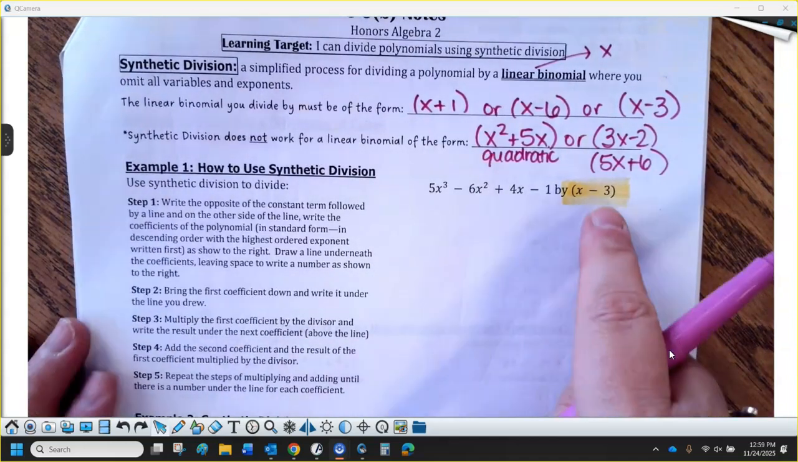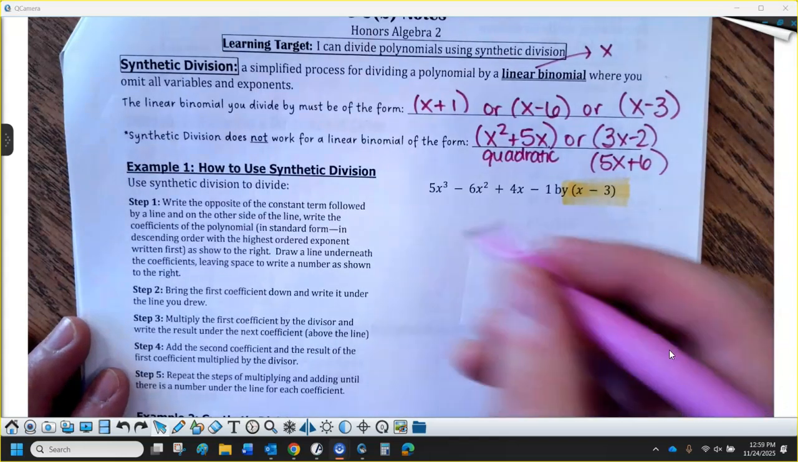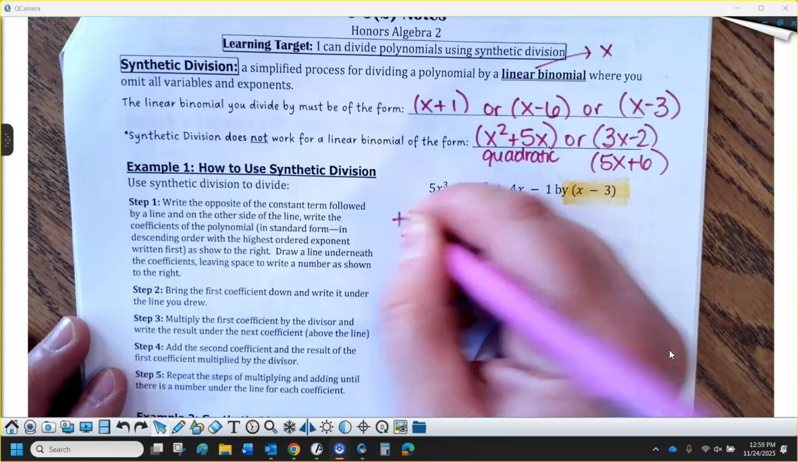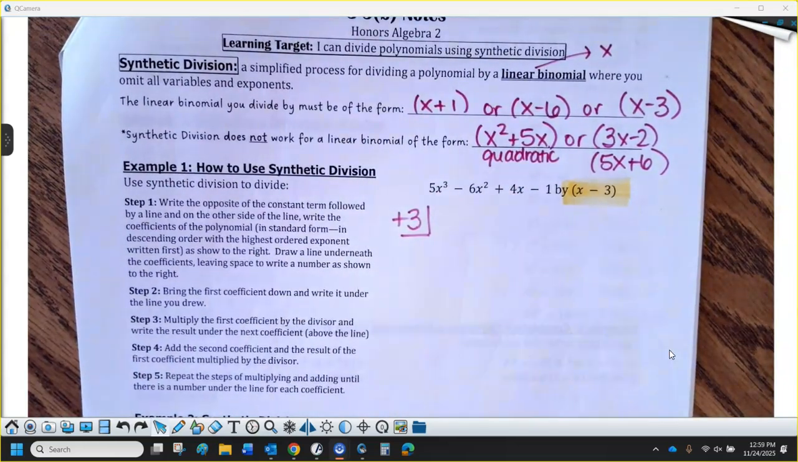What I'm going to do is, this looks like a negative 3, right? You're just going to change that to be the opposite. I'm going to change that to be positive 3. And I'm going to write, like, a little backwards L shape. I'm going to separate that.